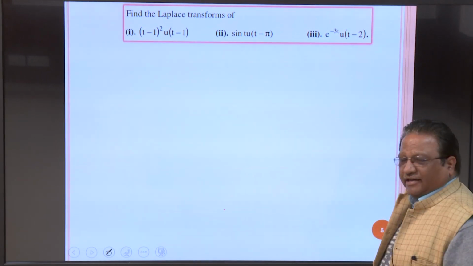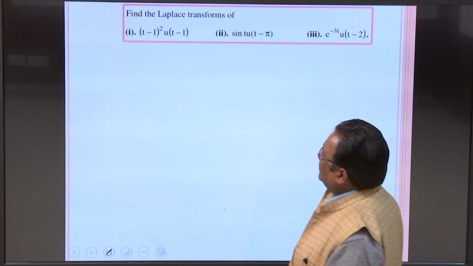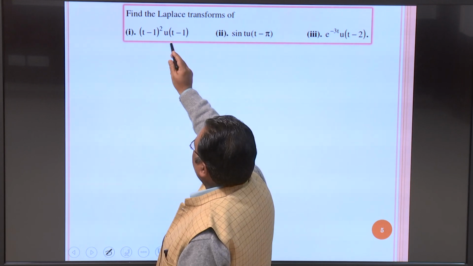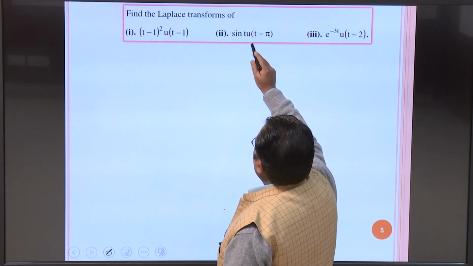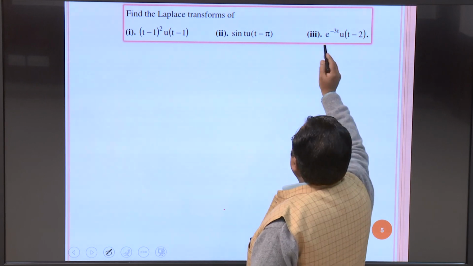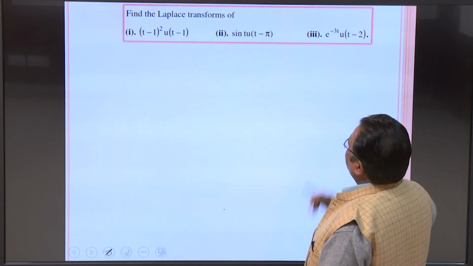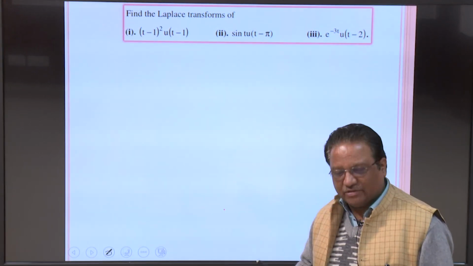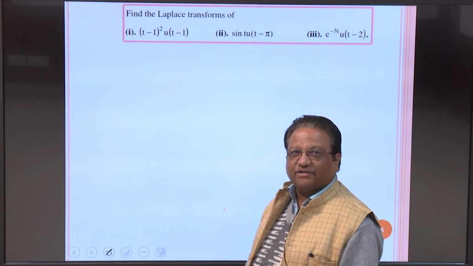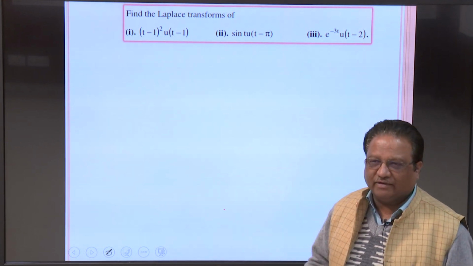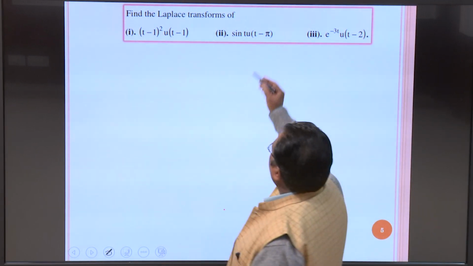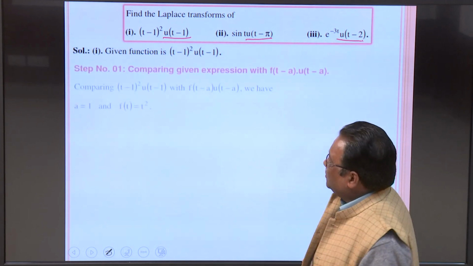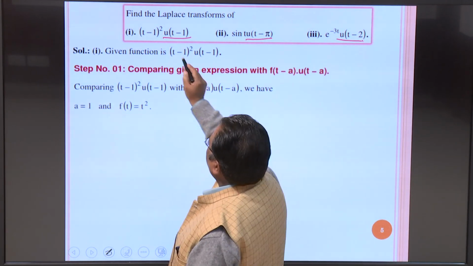Now let us solve a few problems of Laplace transforms. Find the Laplace transforms of these functions: (t-1)^2 u(t-1), sin t u(t-pi), and third, e raised to power minus 3t u(t-2). Find the Laplace transforms of these three problems using this shifting theorem, or using the concept of this unit step function. So here we see u of this, and u of this.